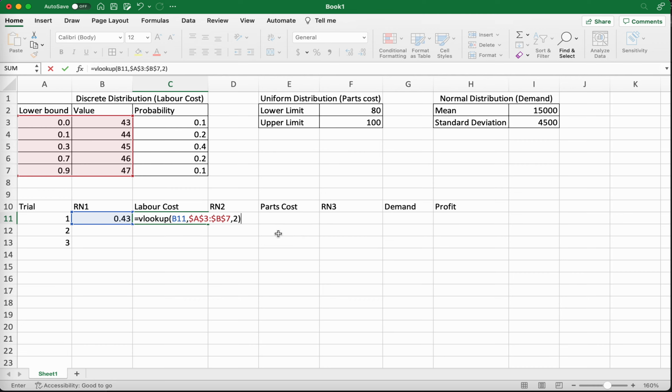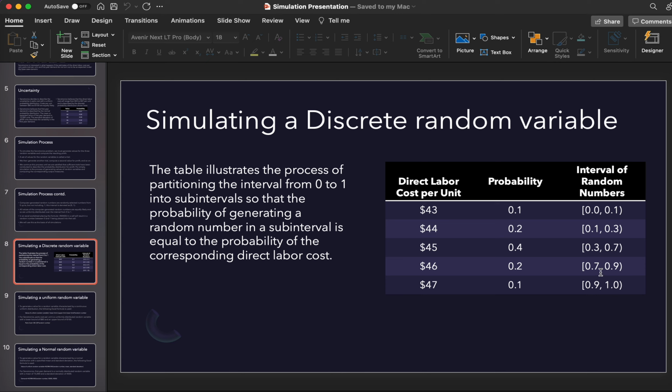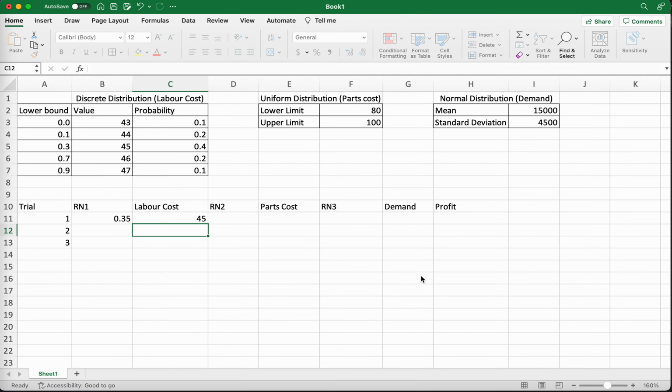Then comma, column index number. This is 2, because in this table there are 2 columns, one with the lower bound and the second with the value, and the value that we want generated is in the second column. So we have comma 2. And there you go, that's a simple formula. It generates a random number, looks up which range it is in, and based upon the range, generates the corresponding value of the direct labor cost. There you go. The random number is 0.35, so it is more than 0.3 but less than 0.7, and it generated 0.45, which is the labor cost.